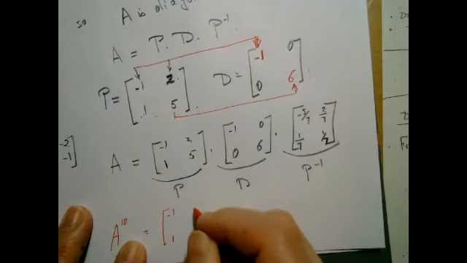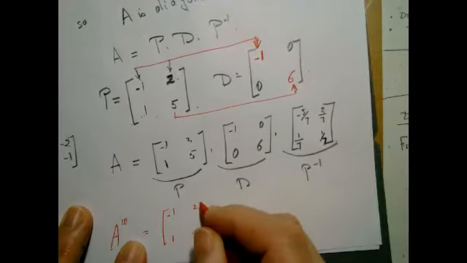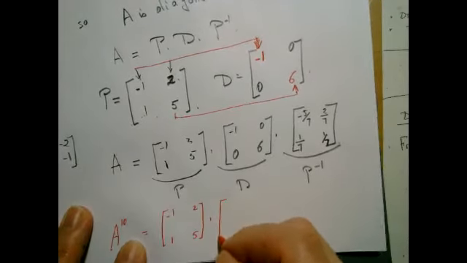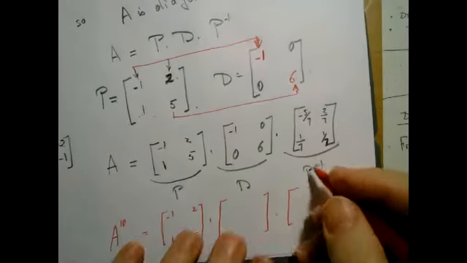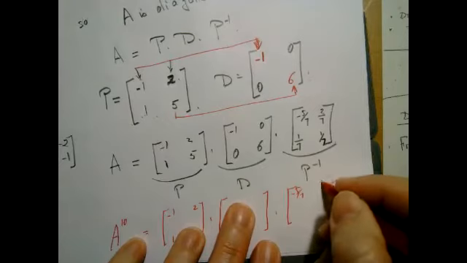It's going to be P times D to the power, times P inverse. P inverse remains, won't be touched, to 7.